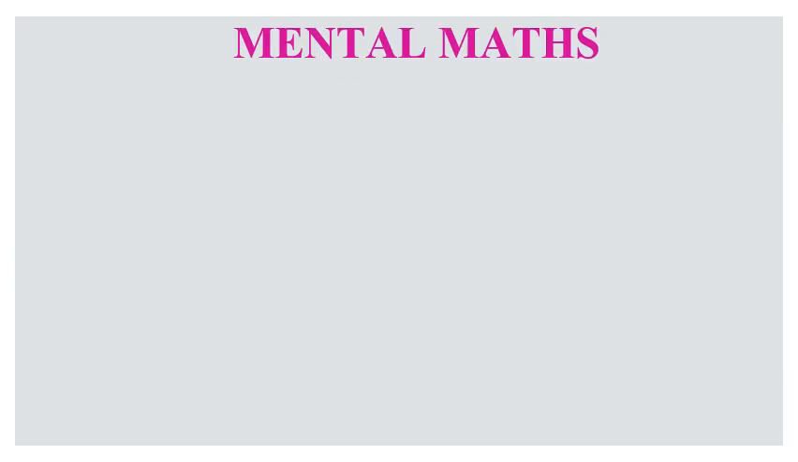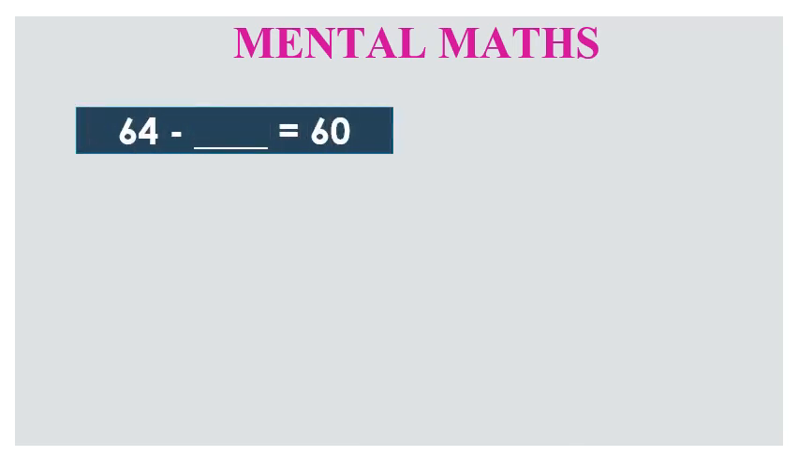Now let's do some mental maths. Mental maths means you have to calculate in your brain without using pencil or paper. So let's start. The first question is 64 minus dash is equal to 60. And the answer will be 4. 64 minus 4 is equal to 60.